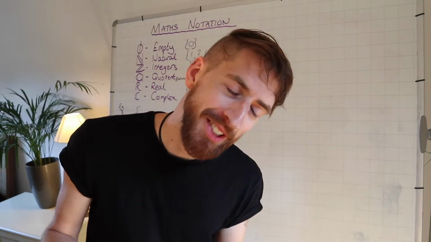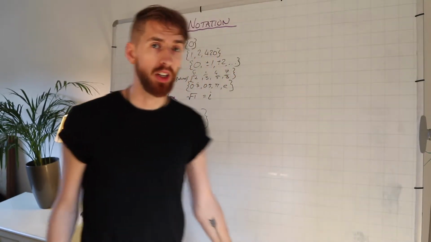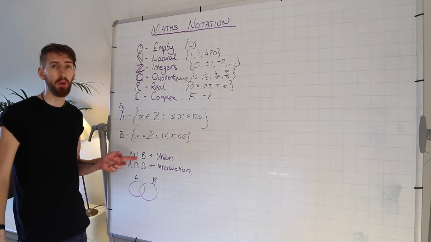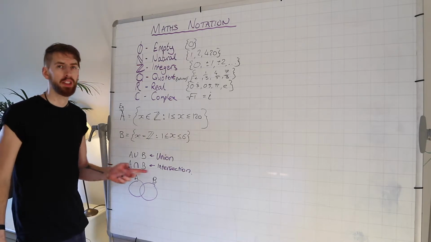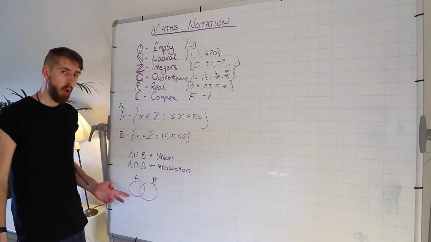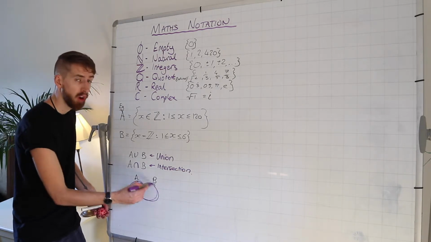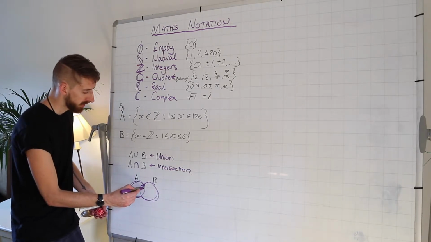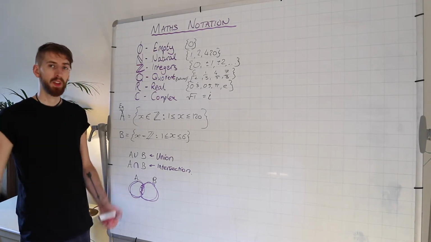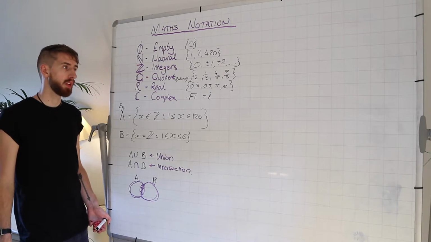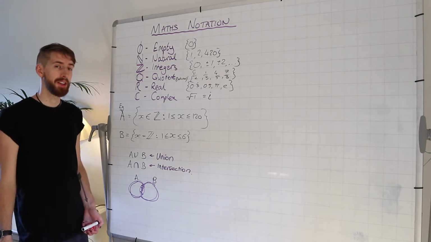We can combine these two sets of numbers with these symbols, union and intersection. I've just written it out here. We've got union, it looks like a U, and intersection is like an upside-down U. On a Venn diagram, the union is all of this and all of that. The intersection is just this bit. Simple as that. And it's really nice to do that in maths because you can summarise things pretty quickly.